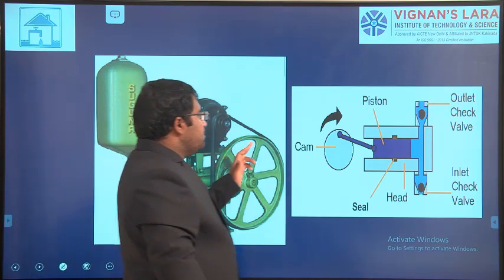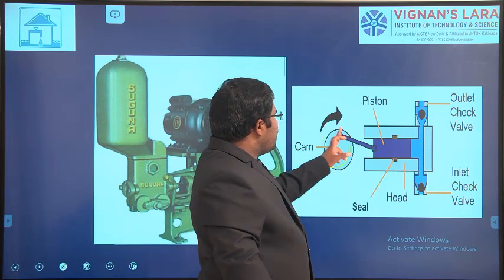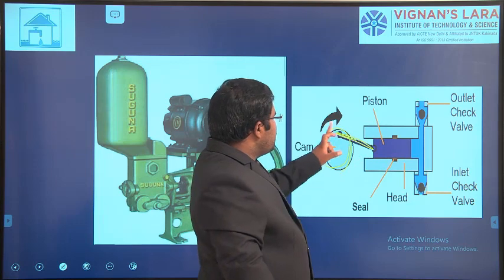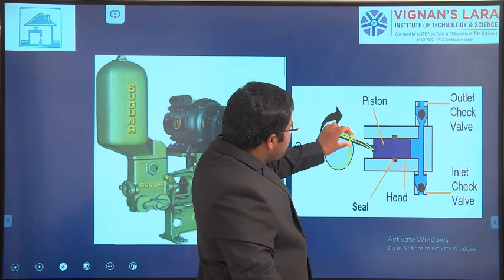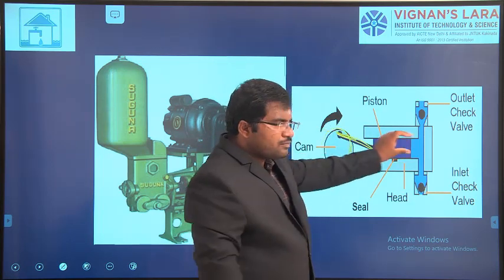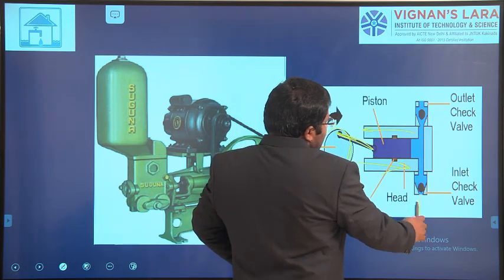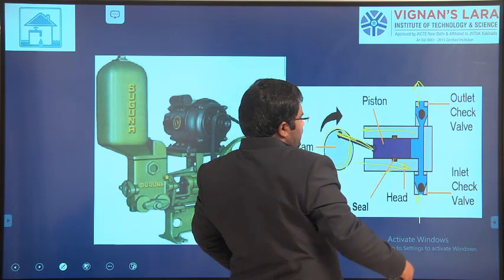So here we have a circular rotating wheel. There we have one piston like this, okay. This piston will move like this, one time like this, one time another. This is the inlet valve, this is the outlet valve, okay.